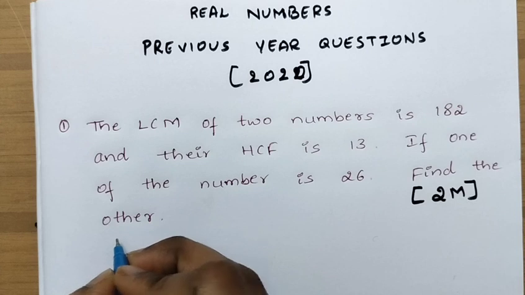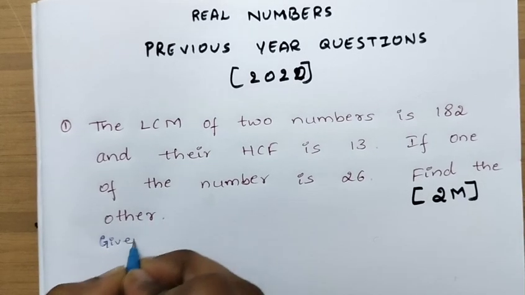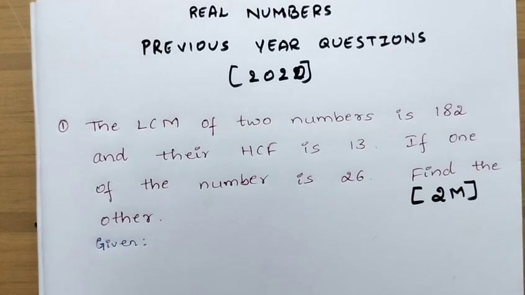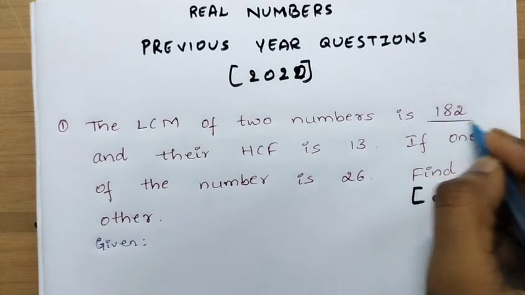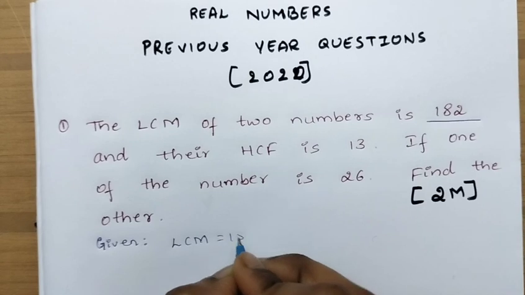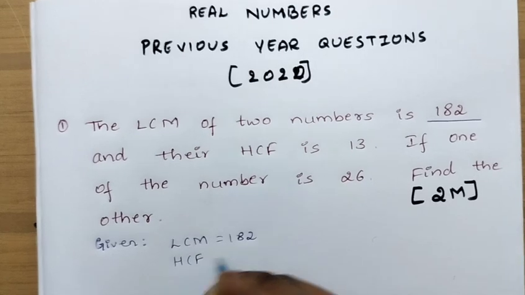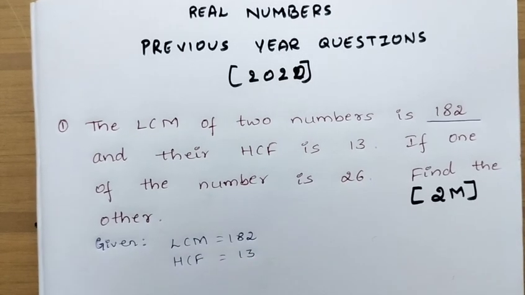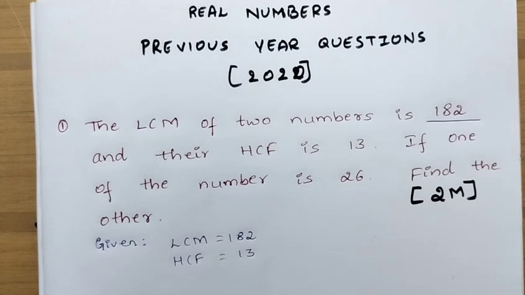First we have to record what is given in the question. The LCM of two numbers is 182. So LCM is equal to 182 and their HCF is 13. So HCF of two numbers is equal to 13. If one of the number is 26, we have to choose two numbers such that one number is 26.